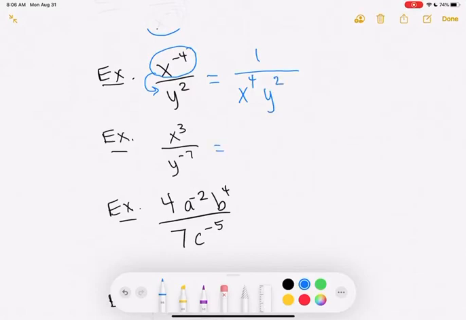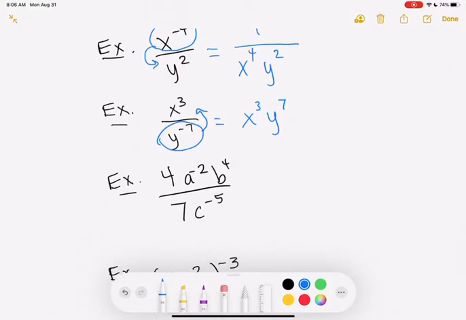In this next one, grab everybody with a negative, send them to the other side. We already had that x cubed up top, and we just joined y to the 7th with it. It would look kind of weird to put over 1, but if it helps you out, mathematically, it's still the same thing. It just looks kind of silly.